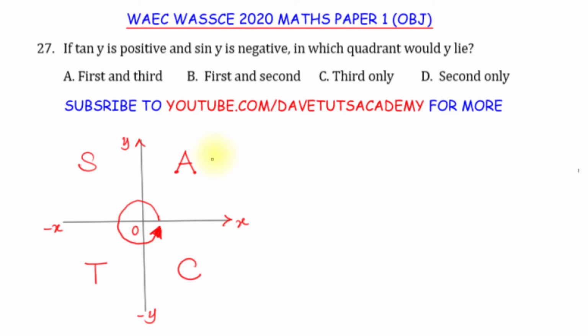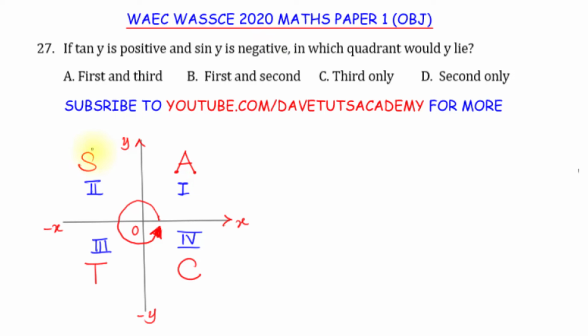Now, generally, this is the first quadrant here. Let's say 1, 2, second quadrant, third quadrant, and the fourth quadrant. So looking at the question we are given, we are told that tan y is positive and sin y is negative. Now in the first quadrant, all are positive. So that will not answer the question, because yes, here tangent is positive, but sine we are told is negative, and here in the first quadrant it is positive. So it's not in the first quadrant.